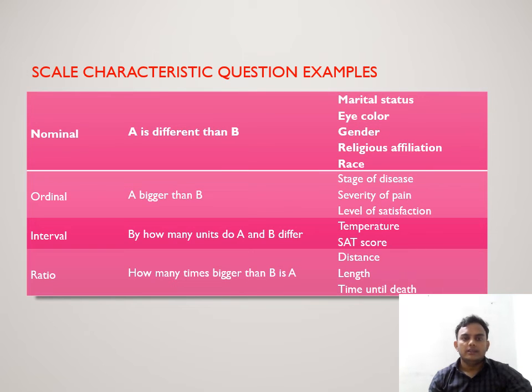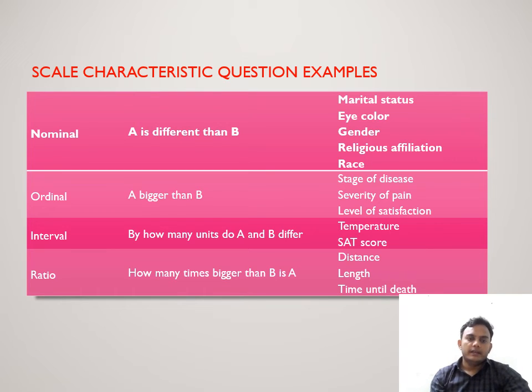Now scales: characteristic, question and example, in which the different scales are compared, how they are compared, and what their examples are. For nominal variable, we compare like A is different than B, and the examples are marital status, eye color, gender, religious affiliation, or race. For ordinal scale, we compare like A is bigger than B or A is smaller than B, like that. And some examples are stage of disease, severity of pain, level of satisfaction.